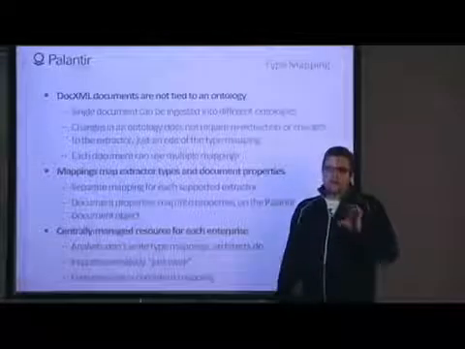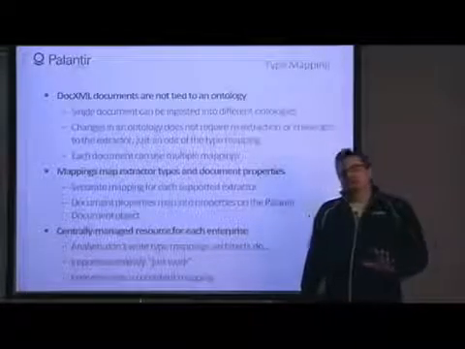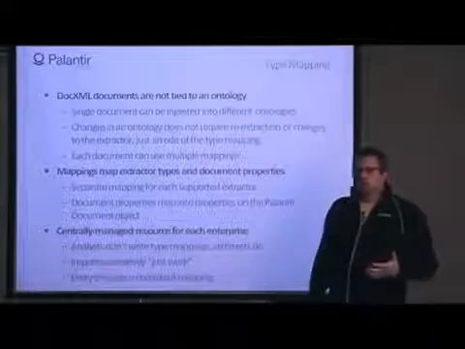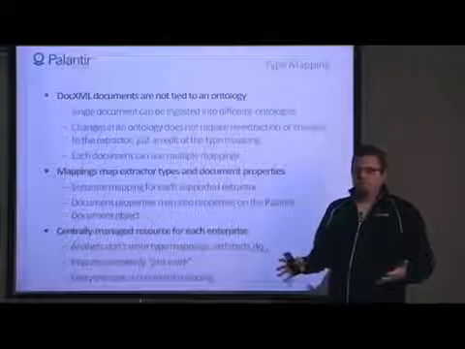Before we go into the structure of the schema mapping document and how you specify the flexible type mappings, I'd like to go over a few pieces of information about how we do this. So, as I've said earlier, docxml documents are not tied to an ontology. Each single document can be ingested into many different Palantir ontologies.